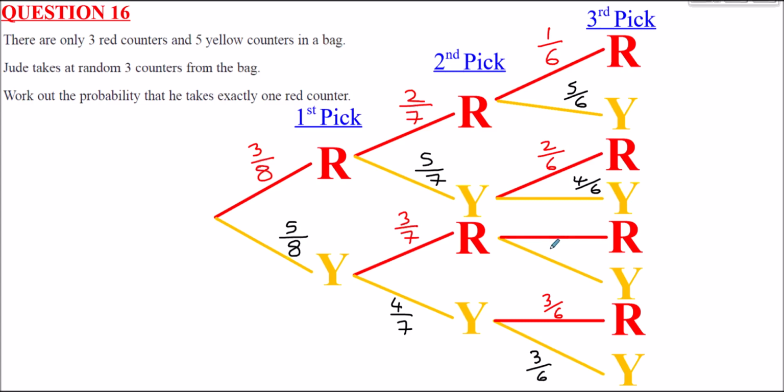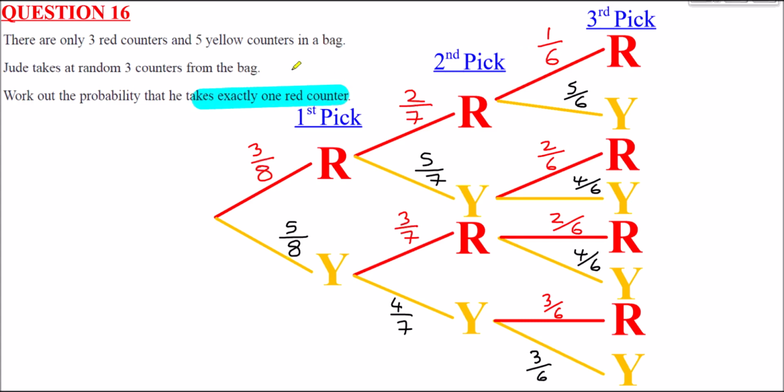I'm getting tongue-tied here. So 1 less yellow would mean there'd be only 2 reds out of 6 to choose from, which would mean 4 out of 6 would still be yellows. So we want the probability of taking exactly 1 red counter. So there's a few ways this can be done.